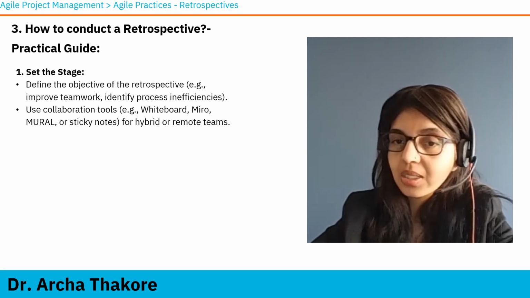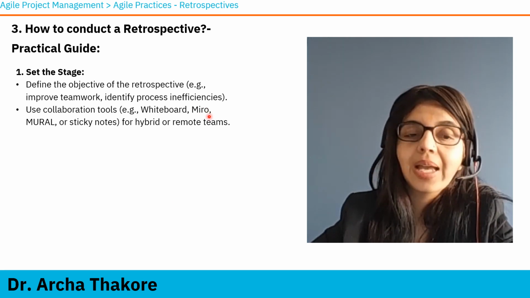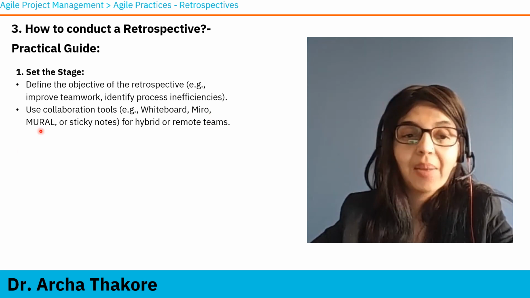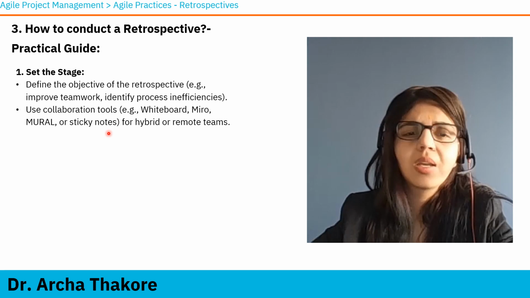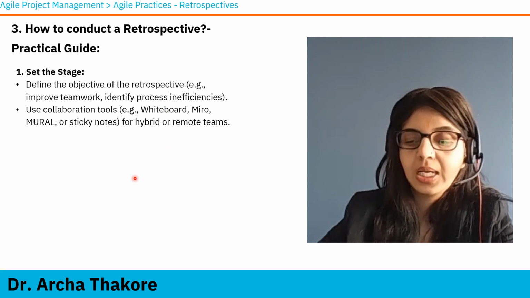If you're in a physical space with your team, then you can use a whiteboard. Then there are other tools like Miro, Mural. Mural is what I prefer, or just sticky notes on a whiteboard for hybrid or remote teams. Then what do you do?